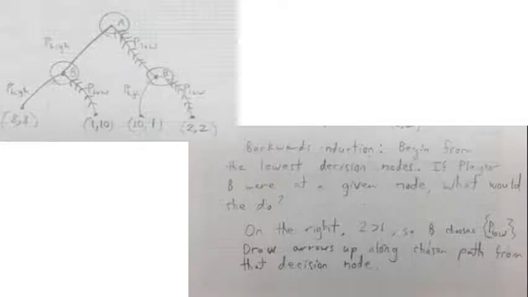They would price low. So we draw arrows up from the terminal node up to the original decision node along the path that they would choose from that decision node. It's backwards induction, so we draw the arrows backwards, but we're essentially tracing the path that the player would choose from that node.